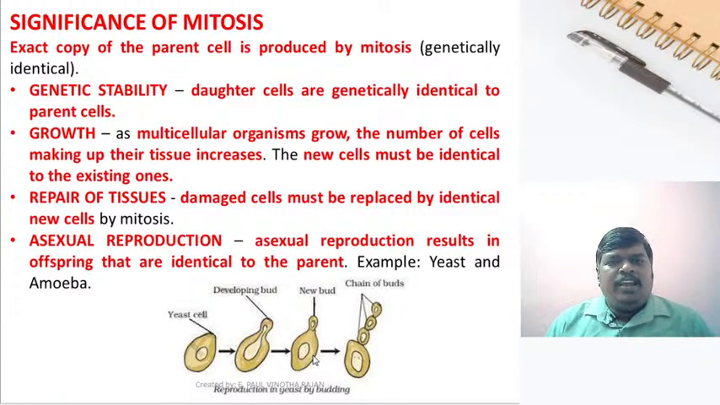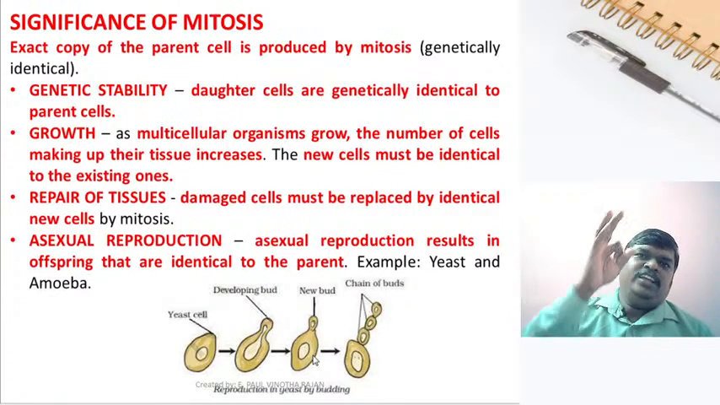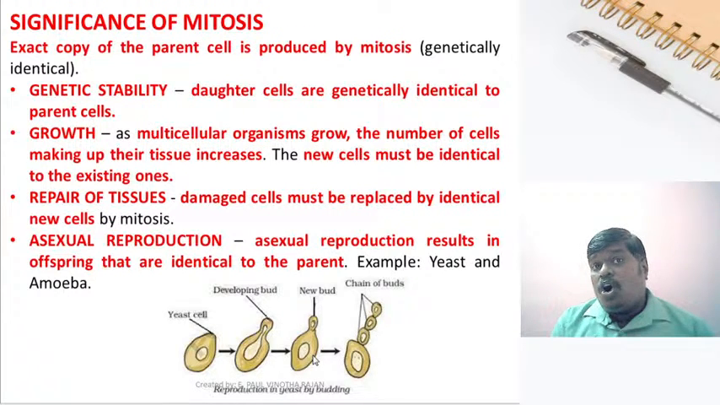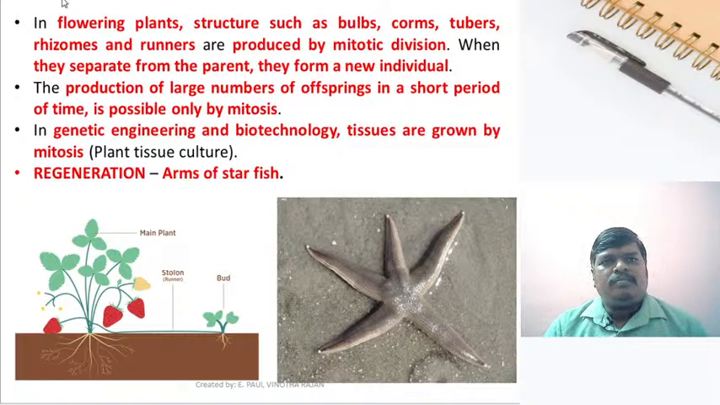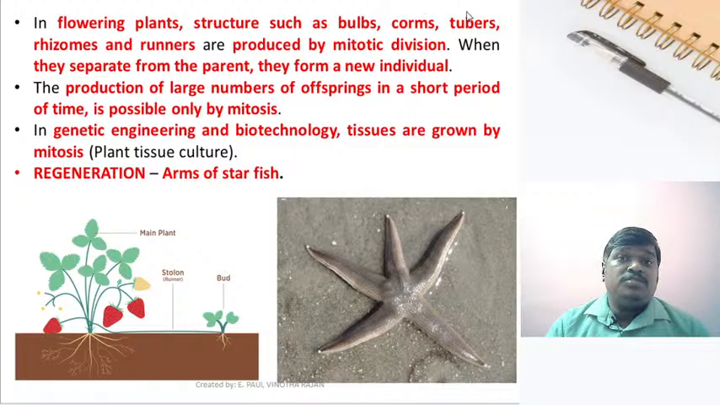That is the reason why in asexual reproduction, all the daughter cells that are formed are exactly similar to the parent. Morphologically, genetically, physiologically, behavior-wise, all characters are the same. Next, in flowering plants, the bulbs, corms, tubers, rhizomes, runners, everything is formed by mitotic divisions.